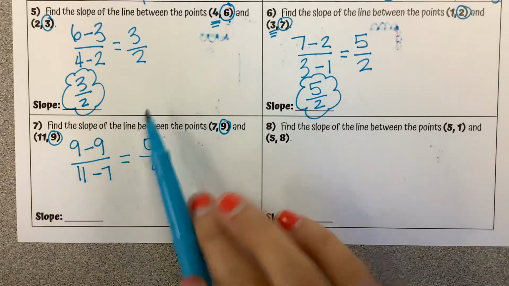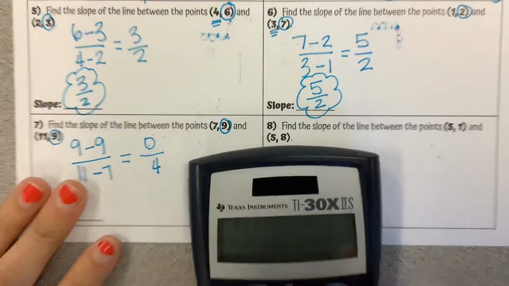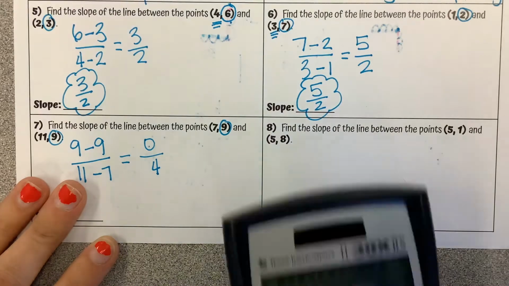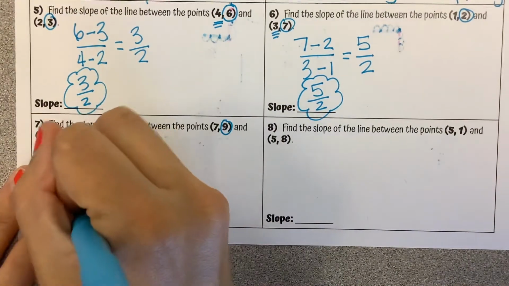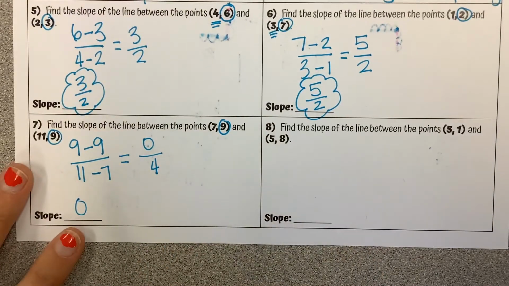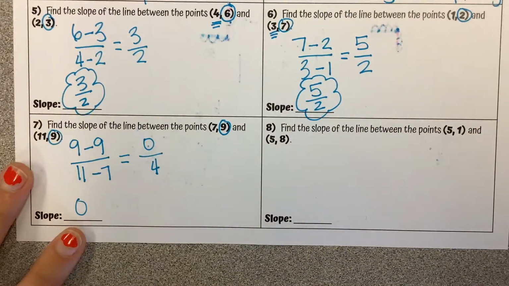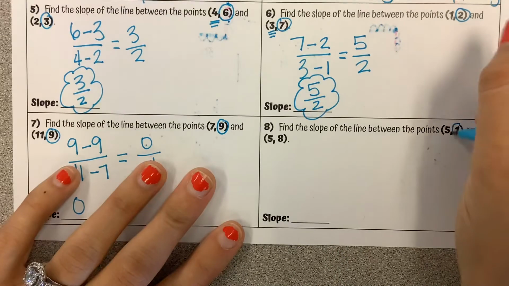So this is a special case because it has 0 in it. If you're not sure what that calculates to, you can plug that into the calculator. 0 divided by 4 is going to give you the answer of 0. So this is a 0 slope. 0 can be divided by anything. It's just an invisible thing being divided up. It's going to stay invisible. It's 0.